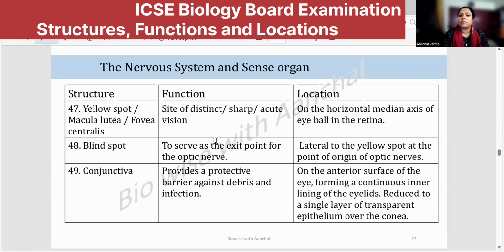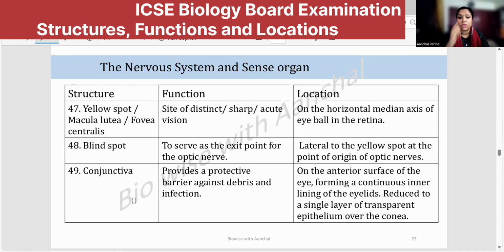Blind spot serves as the exit point for the optic nerve. There is no important function as such, but it is a site where the optic nerve originates, so it carries all the impulses there. This is also the same point where all the blood vessels enter and exit your eye. It is lateral to the yellow spot, at the point of origin of the optic nerves.